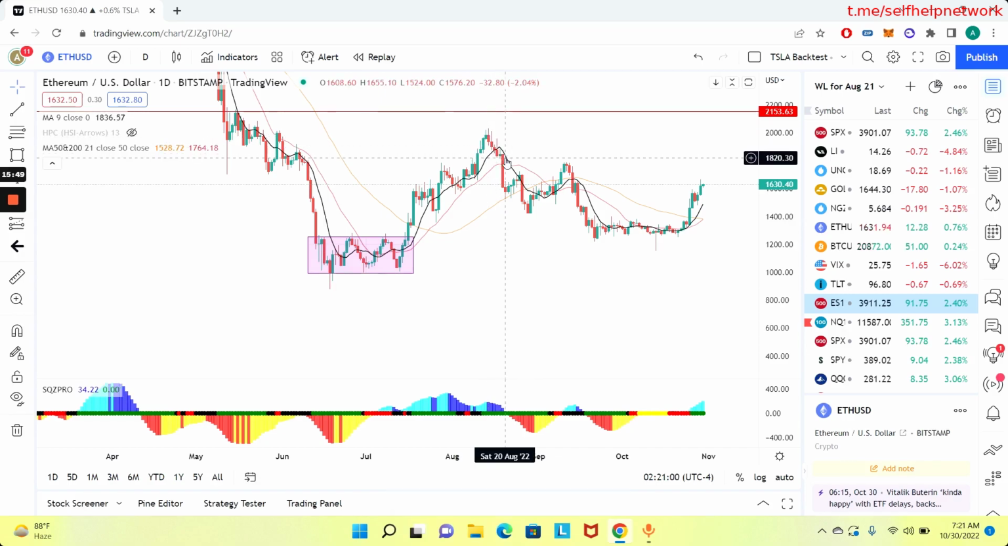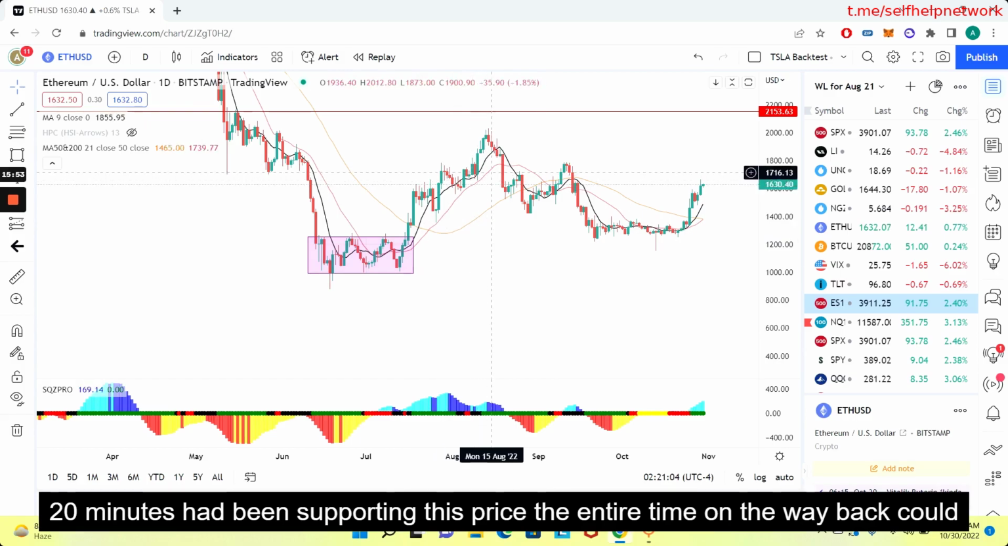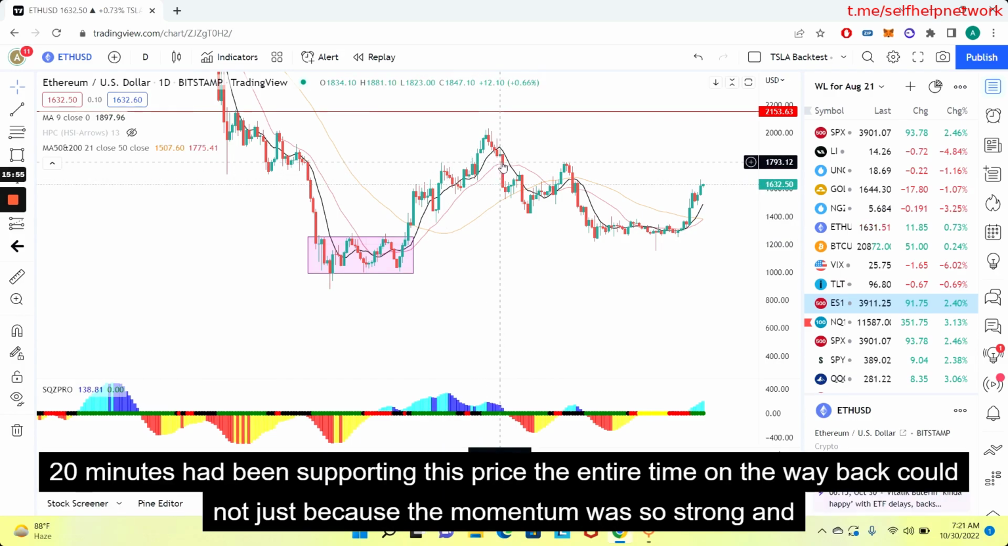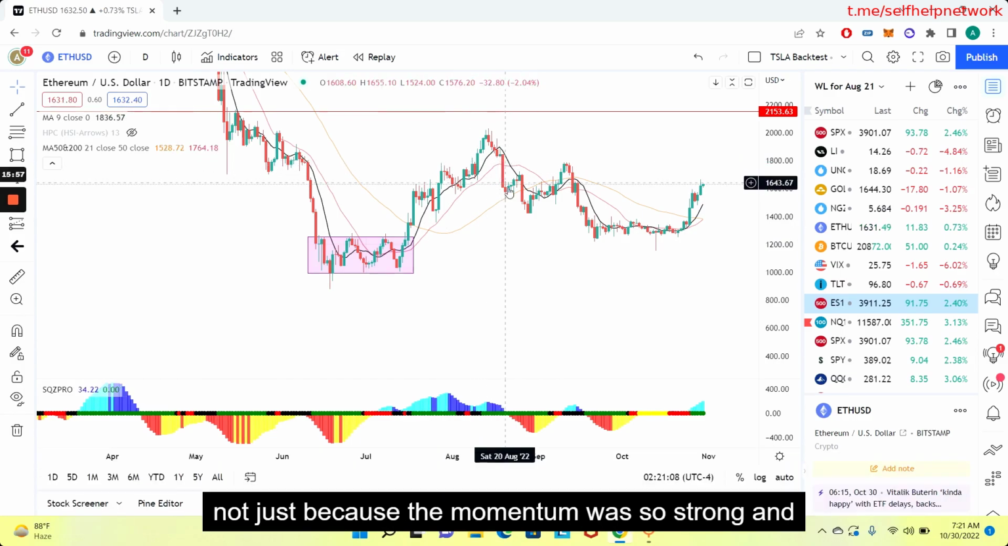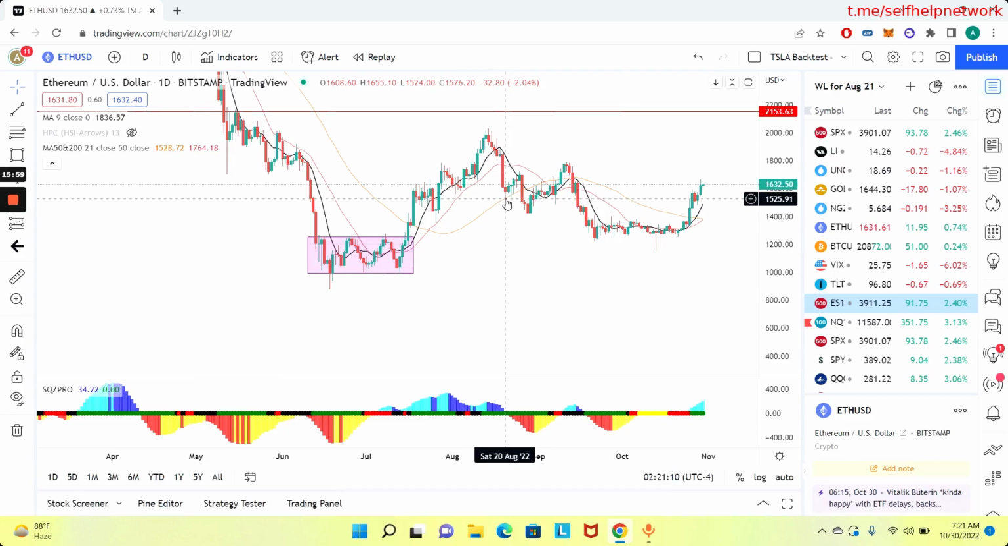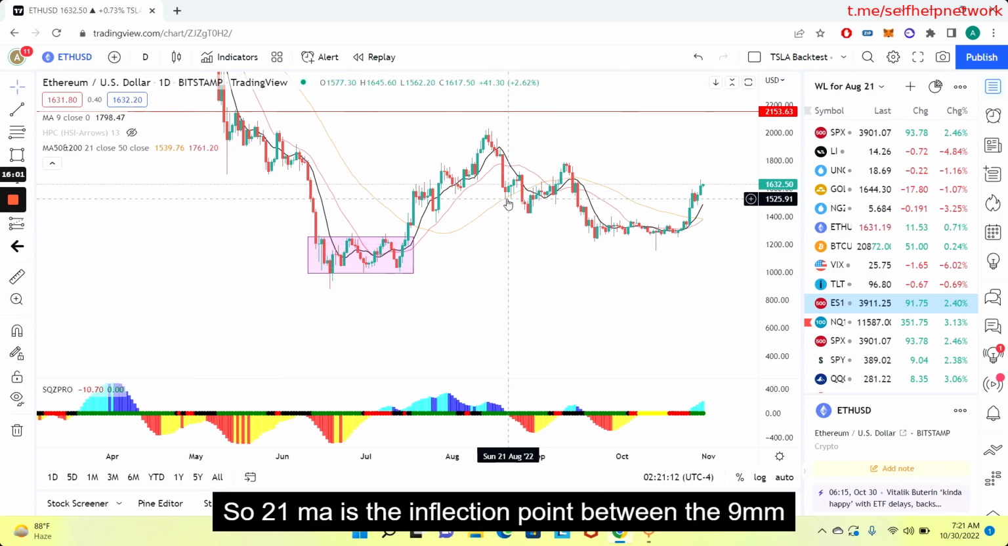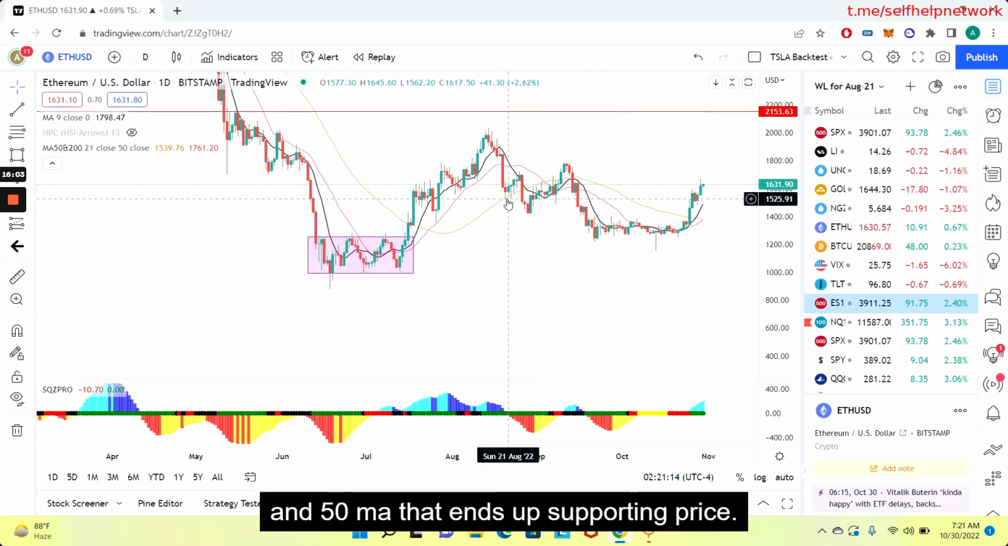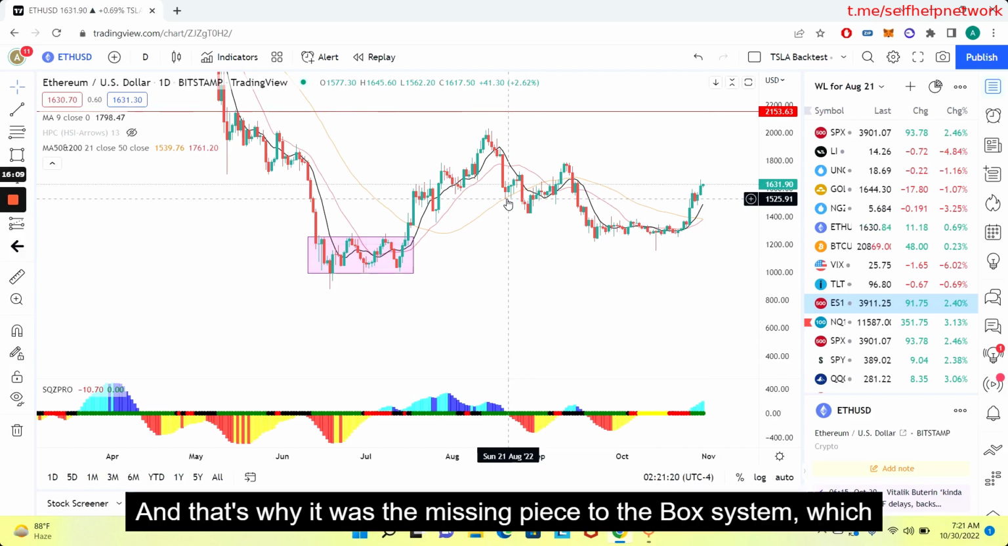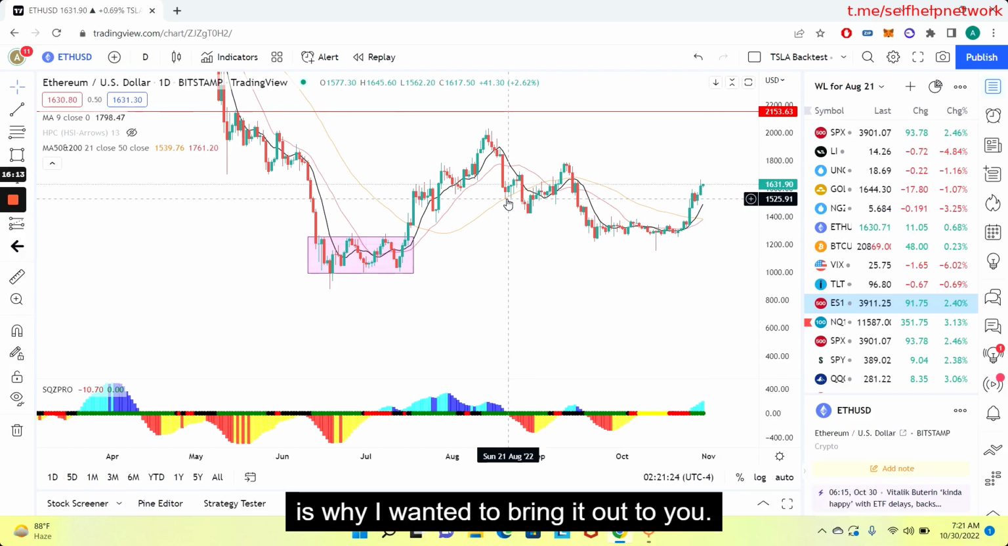On the way back, 21 MA had been supporting this price the entire time. On the way back, it could not, just because the momentum was so strong, and we came directly at 50 MA. So 21 MA is the inflection point between the 9 MA and 50 MA that ends up supporting price or rejecting price quite a bit. And that's why it was the missing piece to the box system, which is why I wanted to bring it out to you. I hope these examples are clear.